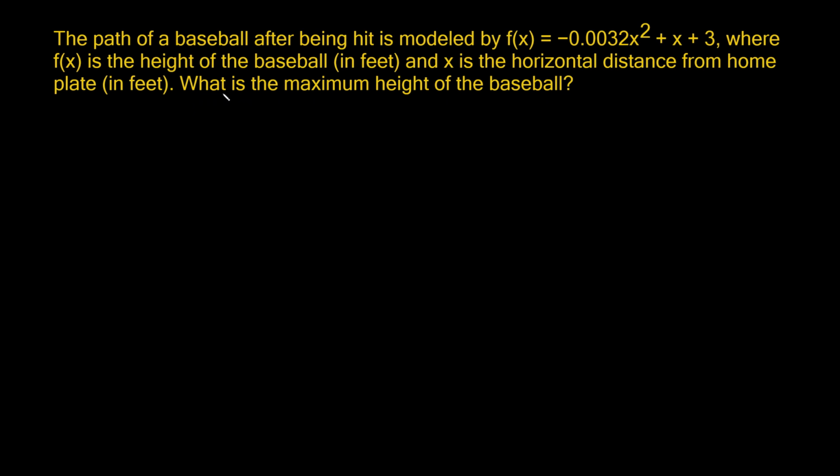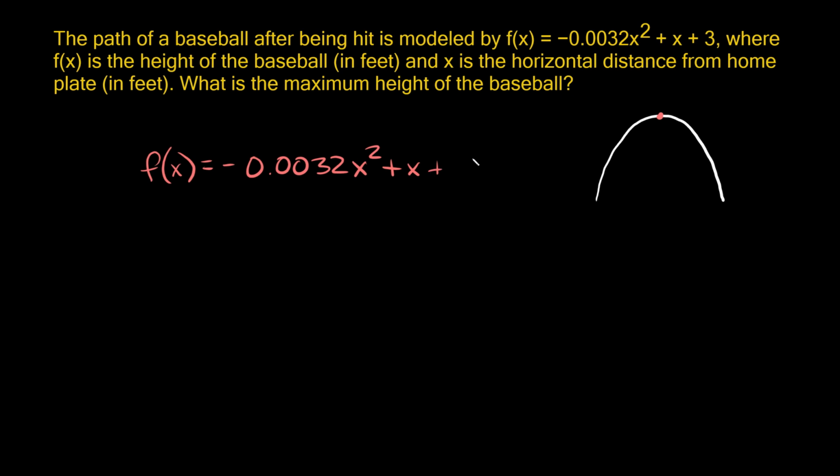All right, so here we're trying to find the maximum height of a path, basically, right? So it's basically saying that the baseball started off low, then it got hit like that, and then we're trying to find this max height. So let's just write this function over here for reference. So it's f of x is equal to negative 0.0032 x squared plus x plus 3.